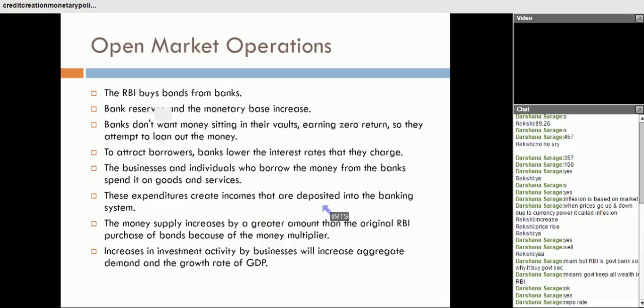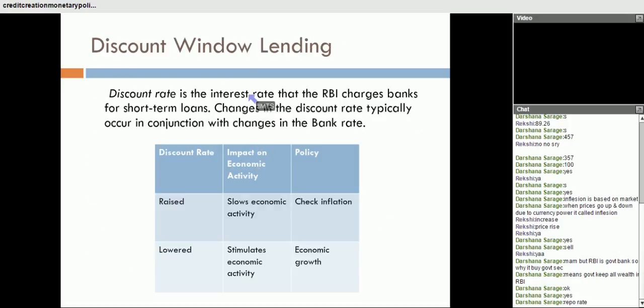So what happens? These expenditures create income that is deposited into the banking system. Like people are spending on goods and services, so where is that money going? It is going into the hands of the people as income. Their income will increase, so they will come again to the bank to keep the extra money which they hold. So the money supply increases by a greater amount than the original RBI purchase of bonds because of the money multiplier effect that we have seen. So an increase in investment activity by business will increase aggregate demand and the growth rate of GDP. It will lead to an increase in the gross domestic product of the country as well.